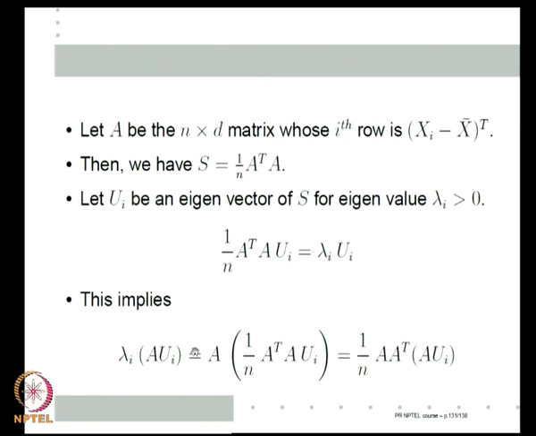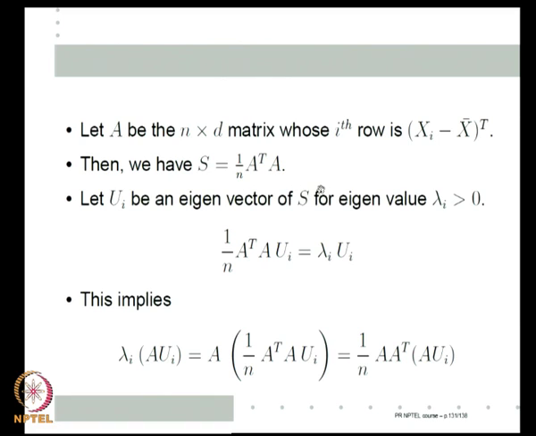If I multiply both sides with A, then lambda i times A ui will be A times 1 by n A transpose A ui. Because matrix multiplication is associative, I can write this as 1 by n, which is a scalar, bring it out, and then I have A A transpose times A ui. That means 1 by n A A transpose times A ui is lambda i times A ui. So, A ui is an eigenvector corresponding to the eigenvalue lambda i of the matrix 1 by n A A transpose. A is an n by d matrix, so A A transpose is an n by n matrix.